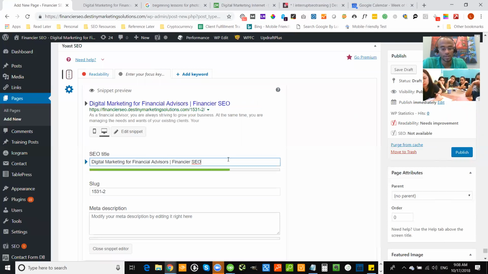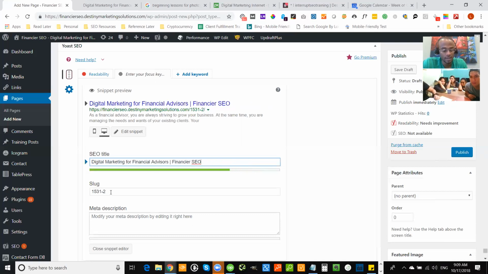So see how it just turned green? This little bar here. That means that it's the right length. So this particular page title, it's not too short or too long. You'll see what happens if I added some other stuff here. So we just added, see it turns orange. That means it's too long. So that's how you would set your page title.